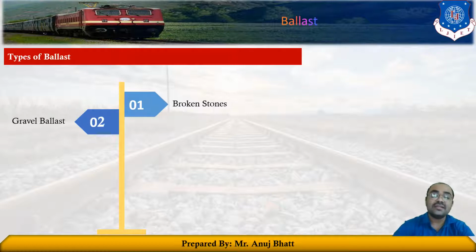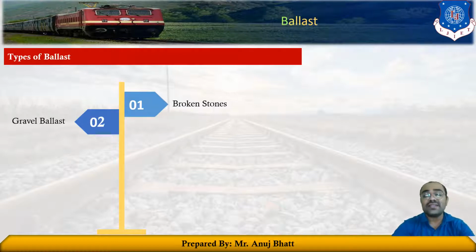It consists of smooth, rounded materials obtained from the riverbed, and it is cheaper than broken stones. Its drainage property is also very good. It is useful for main lines such as those connecting state to state or connecting urban areas, or else goods lines. At such railway lines, this gravel ballast is used.